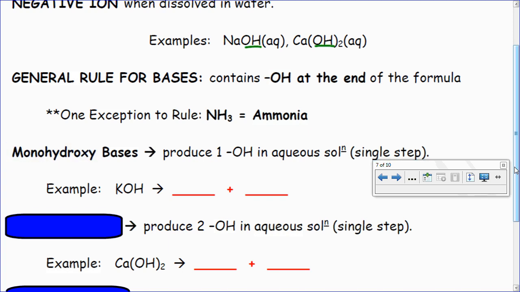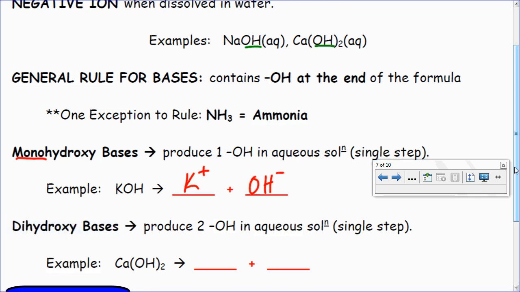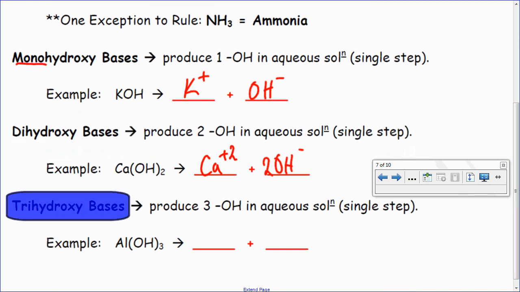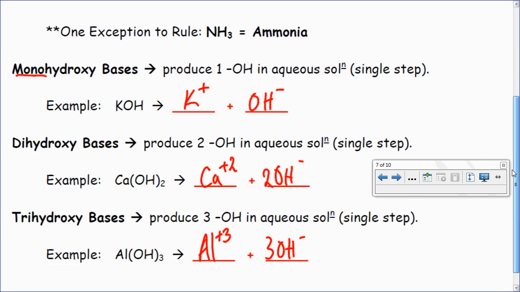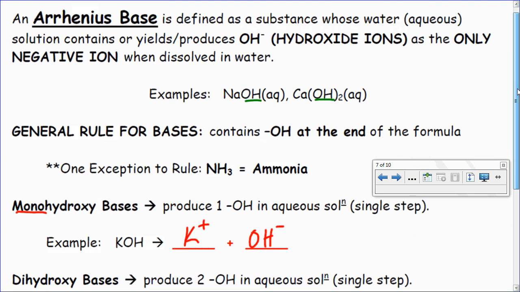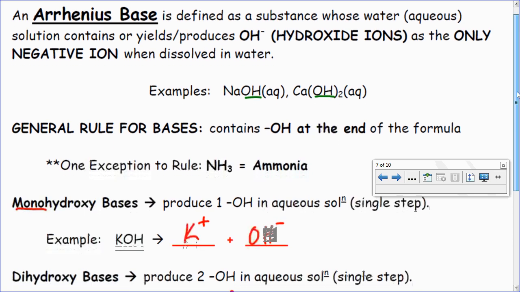Monohydroxy bases, mono 1, produce one OH in aqueous solution in a single step. So we get K plus and OH negative. Dihydroxys produce 2, Ca plus 2, and 2 OH negatives. And then the trihydroxy bases produce 3, so we get an Al plus 3 and 3 OHs. I know I did just ask you why ammonia might be a base, even though it doesn't have OH in it. We're going to leave that to an alternate acid-base theory to explain.